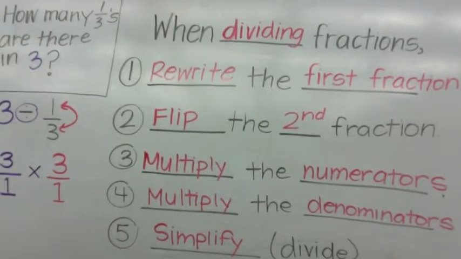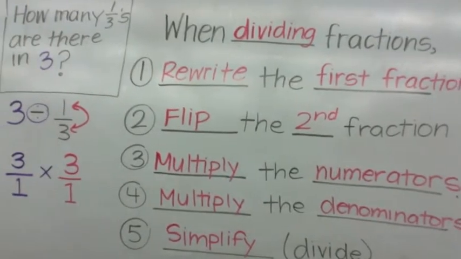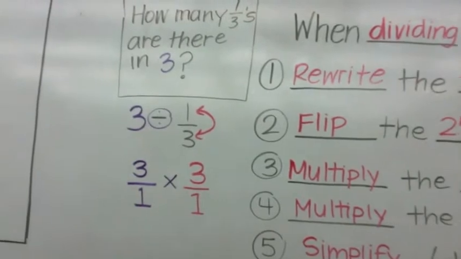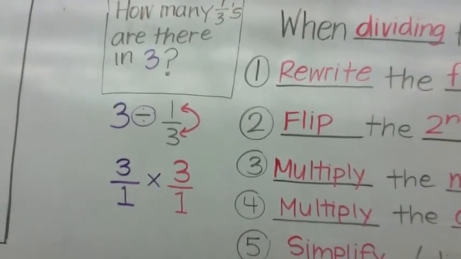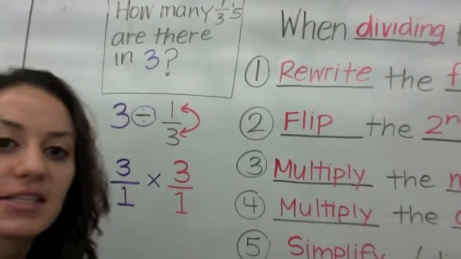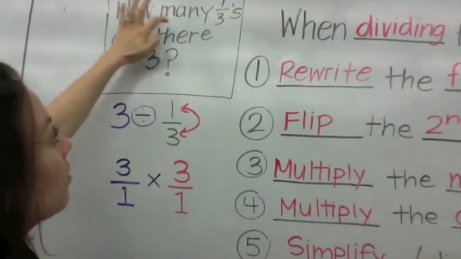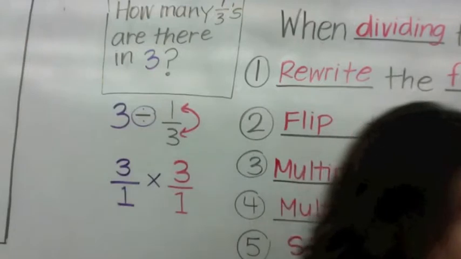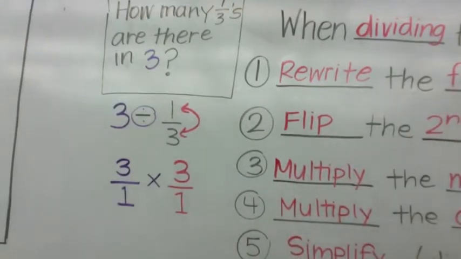Okay. So let me just show you a quick little visual to get the answer. Okay. So now, 3 divided by 1/3 is asking the question. Read it with me. It says, how many thirds are there in 3? How many thirds are there in 3? All right. Well, I have 3 wholes, okay? Remember, a whole is an entire rectangle, right?